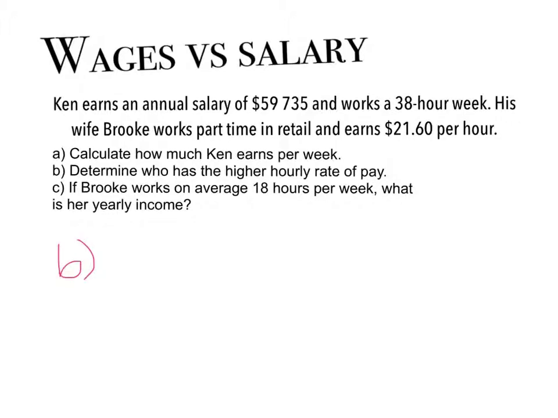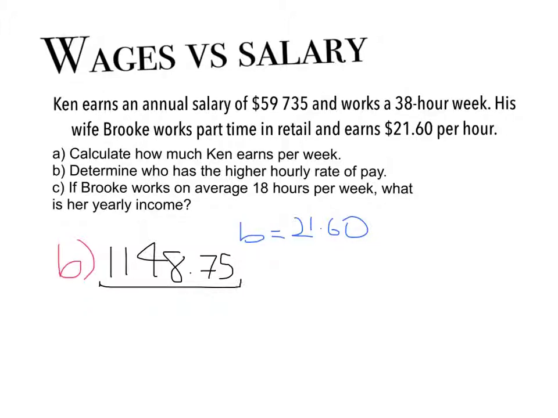Determine who has the higher hourly rate. This is interesting. Okay, so I already know that Brooke earns $21.60 an hour. So Brooke's locked in. I already know how much she earns. But how do I know how much Ken earns? I'm going to take that value I had before. I worked out he earned $1,148.75 a week, yeah? I know he earns that much a week.